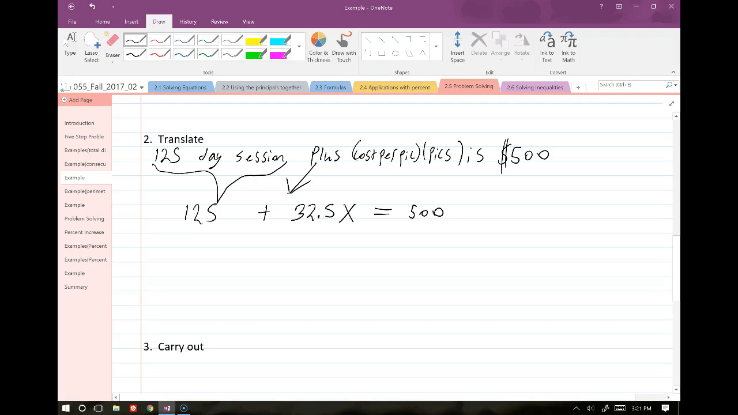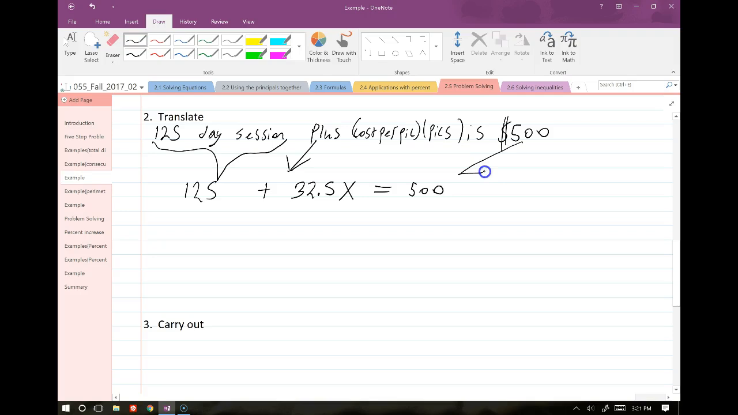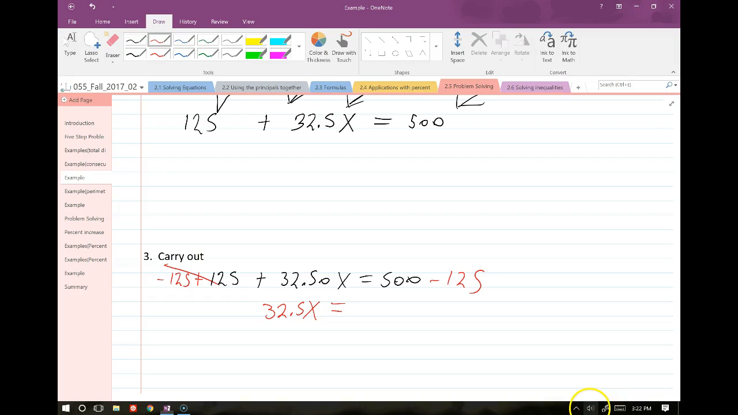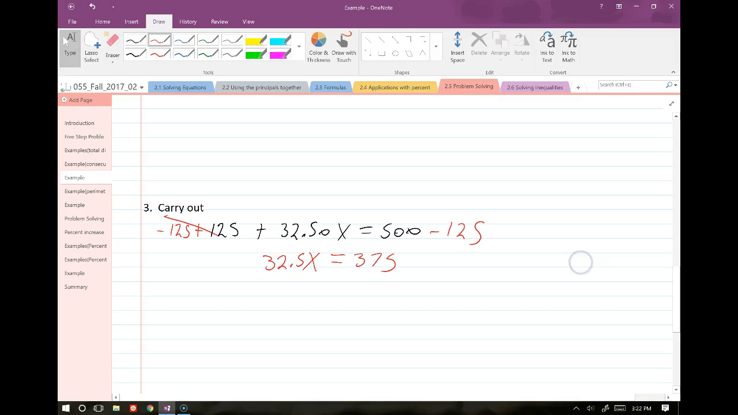All right, so we translated it. Now, we just gotta solve it. So, 125 plus 32.50x equals 500. So we solve it by subtracting 125 from each side. That's gonna give us 32.5x equals 375. Then we're going to divide both sides by 32.5.